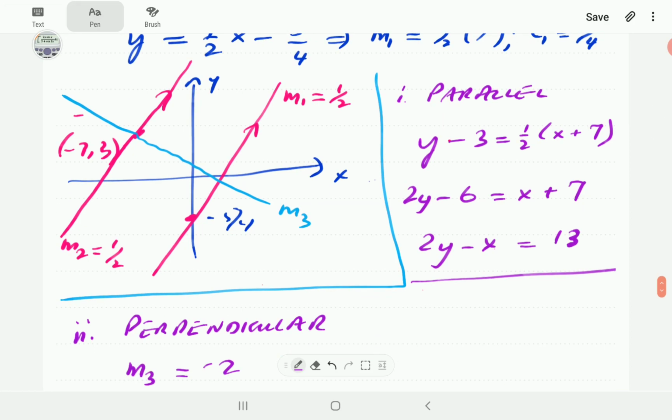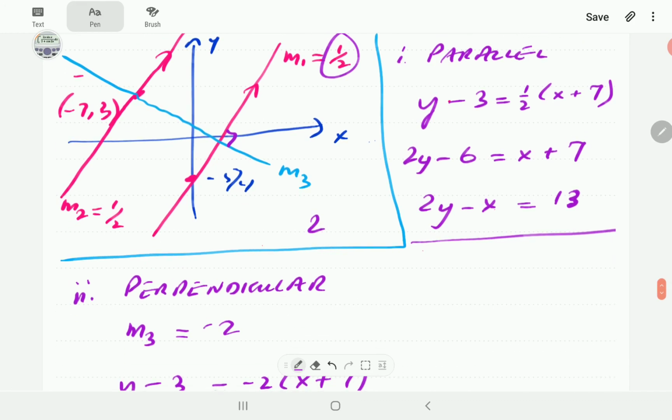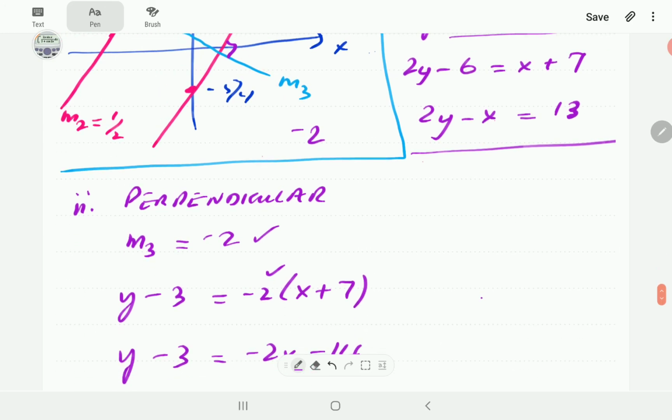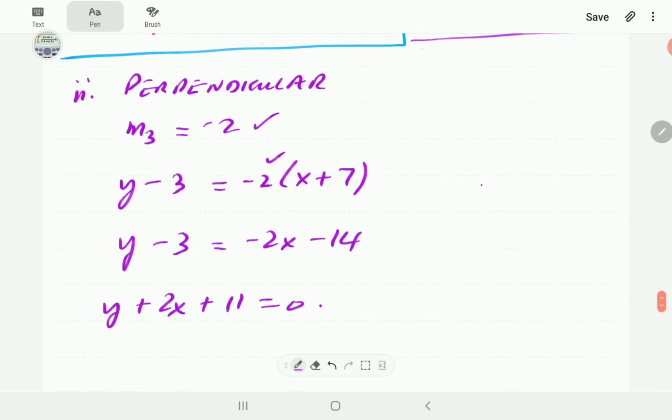Then for the perpendicular line, first we do the reciprocal of half, which is 2. Then we put a negative, so it's going to be negative 2. Then we plug into an equation similar to this one, but for the perpendicular line, the gradient is negative 2. And so we open brackets here. It's going to be minus 2x minus 14. Then if we bring this to this side, we've got y plus 2x plus 11 equal to 0.